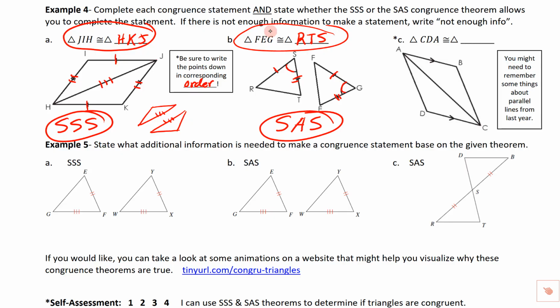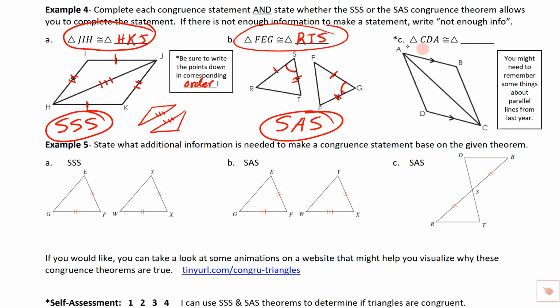If we come over here, let's take a look at G. G is this angle right over here. It's got one arc in it. So if we come over in that corresponding spot, the third spot, this letter is S. That better be the one with one arc in it. Okay, so that's one reason why we need to write them down in corresponding order.